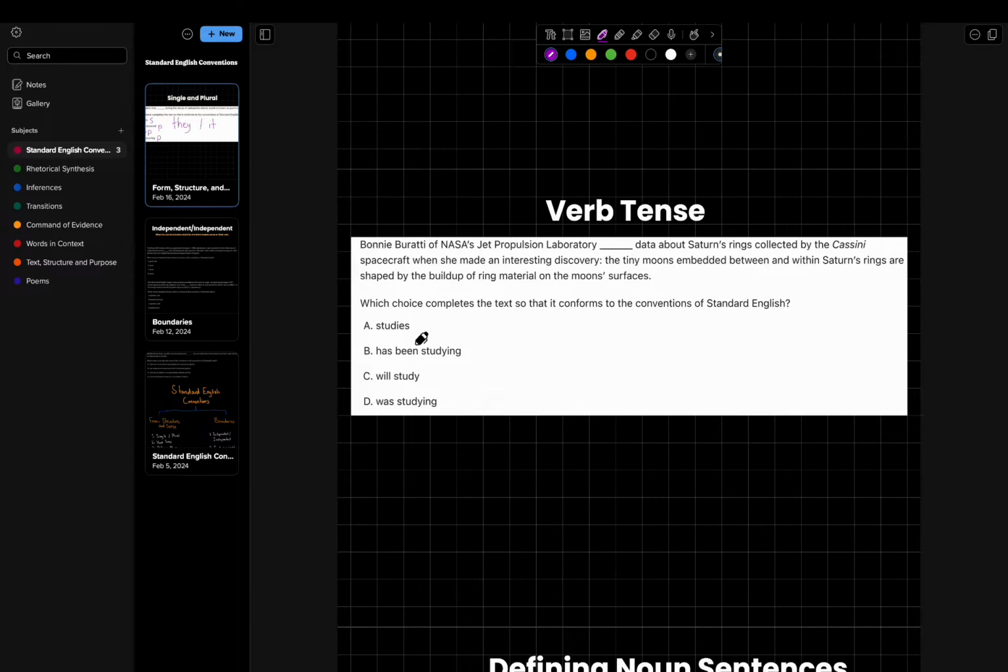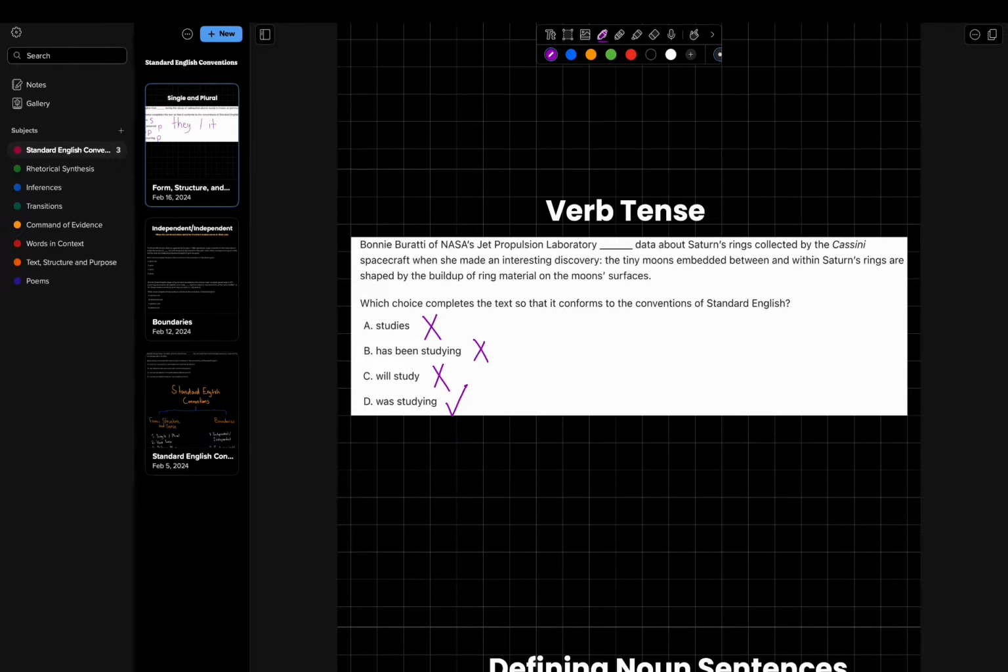Choice A, studies. This is a verb that is continuous, which means that verb doesn't stop happening. Choice B, has been studying. This shows that she had been studying in the past and she's still studying. Choice C, will study. This shows that she'll study in the future. And choice D, was studying. This shows that she studied before. Therefore, choice D is the right answer.